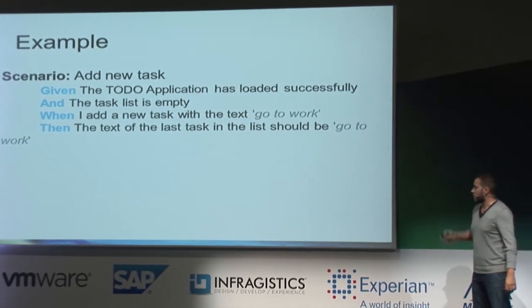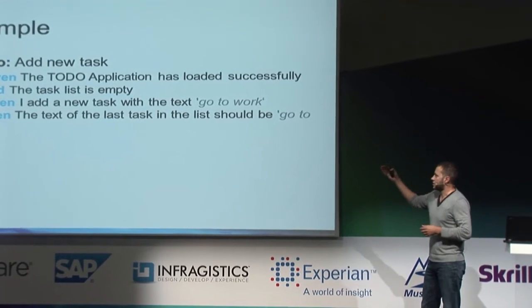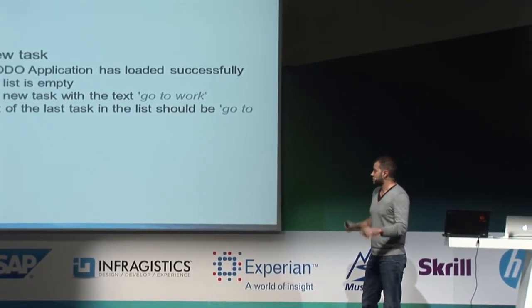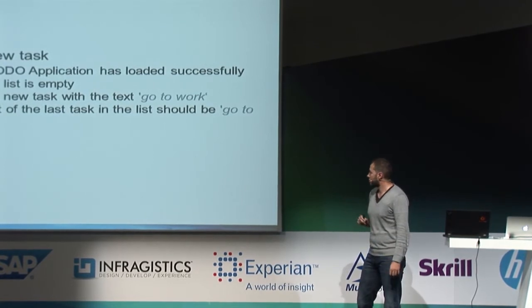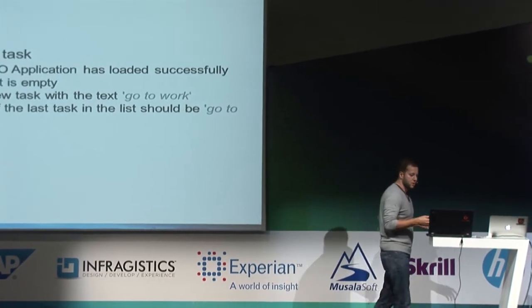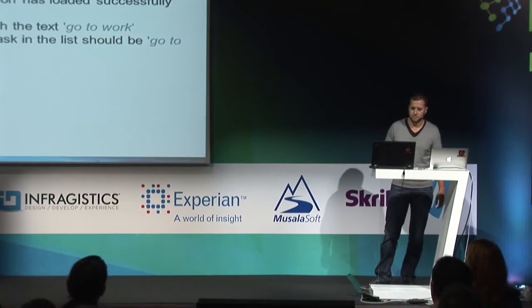Given the to-do application has loaded successfully and the task list is empty, when I add a new task with some text, I want to check whether the text of this task is the expected one. And you can see that this scenario is really abstract. I can implement it in any platform, okay?